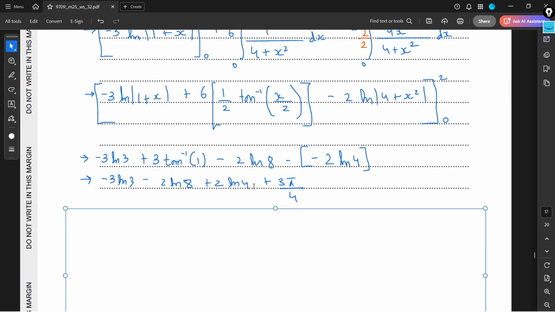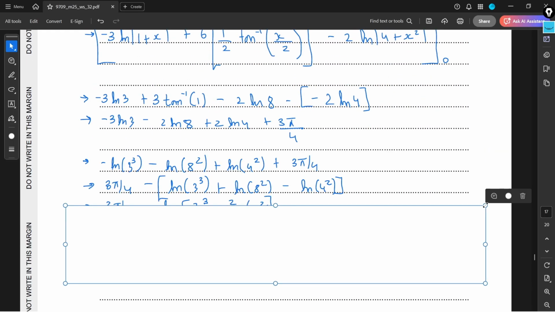And for the remaining part, because I know that minus is something that I want, I'll take this 3 as a power of this 3. I'll take this 2 as the power of this 8. And I'll take this 2 as the power of this 4. So that I'm not having any extra coefficients outside. And then I'll just take minus as a common factor and see what I'm left with.